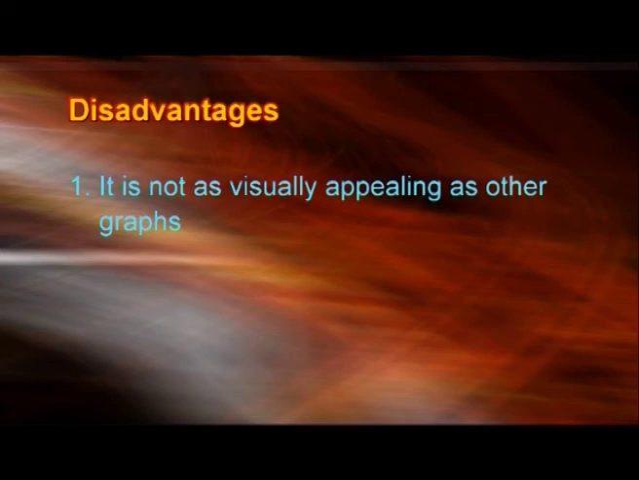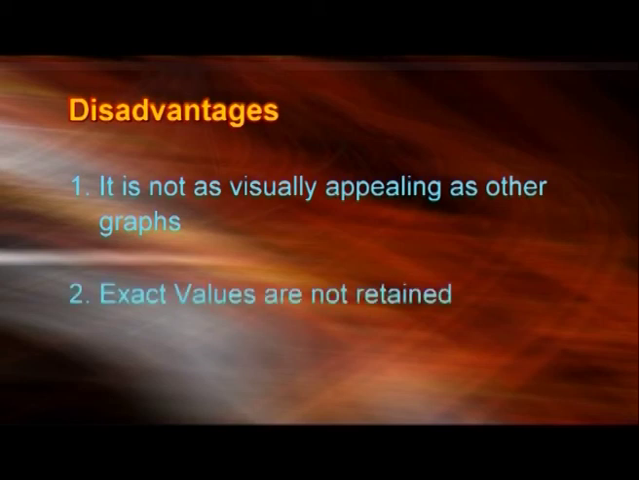The following are the disadvantages of a box plot. 1. It is not as visually appealing as other graphs. 2. Exact values are not retained. The issue with handling such a large amount of data in a box plot is that the exact values and the details of the distribution of results are not retained. A box plot shows only a simple summary of the distribution of results, so that it can be equally viewed and compared with other data.